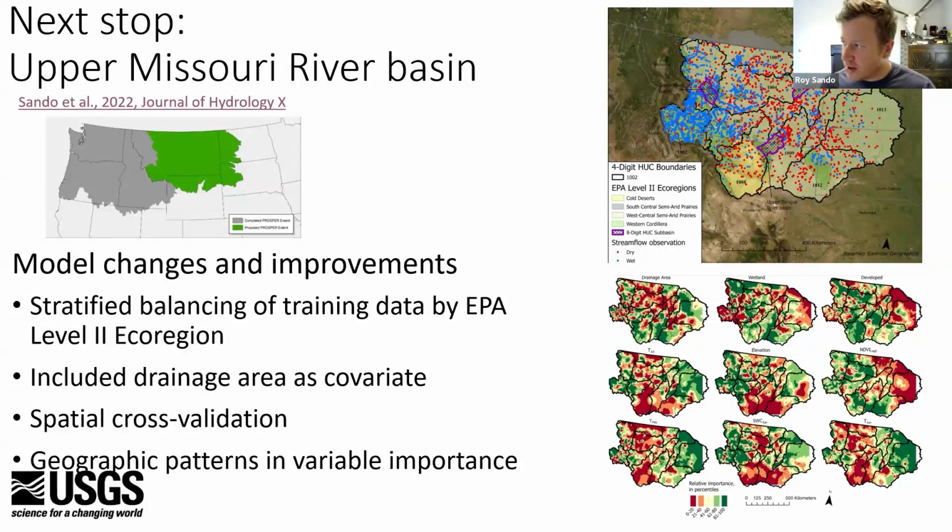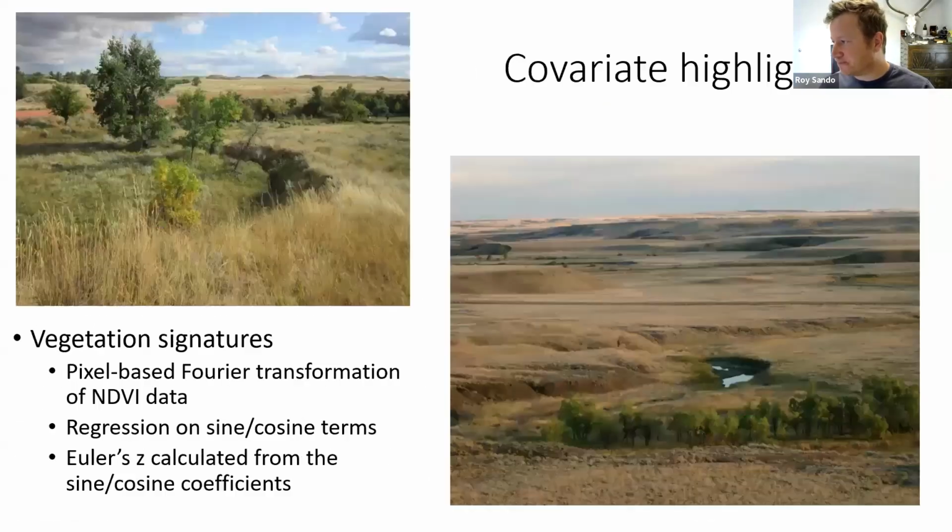And if you do that across all the sites that were used in the training data, you can come up with these patterns and hopefully understand what variables are important in your region of the study area. So again, these results are all available in the Sando et al. Journal of Hydrology X publication.